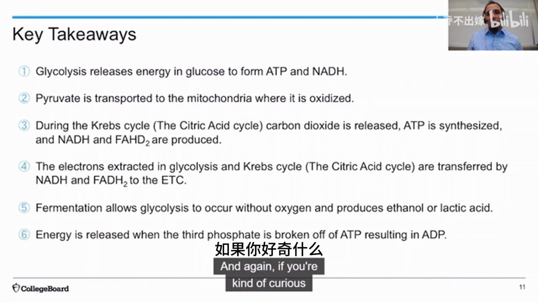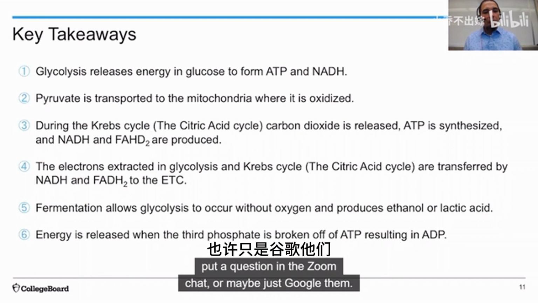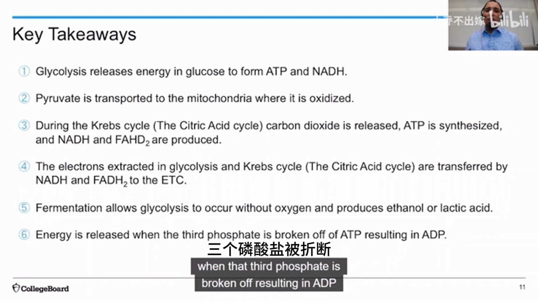And again, if you're curious about what ethanol or lactic acid are, pause the video, maybe put a question in the Zoom chat, or maybe just Google them. And then finally, energy is released when that third phosphate is broken off, resulting in ADP, and you release some energy.